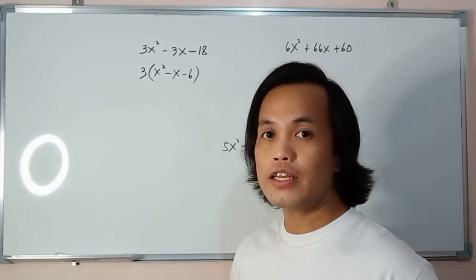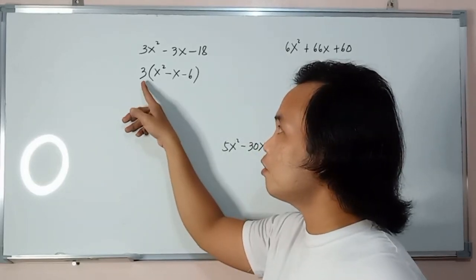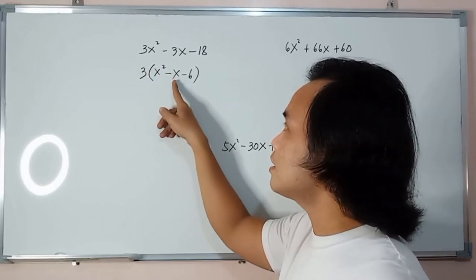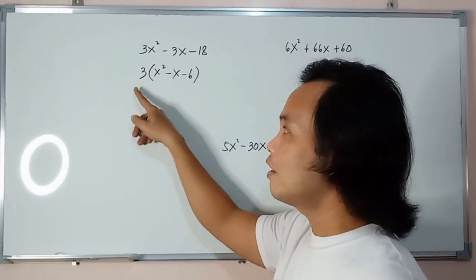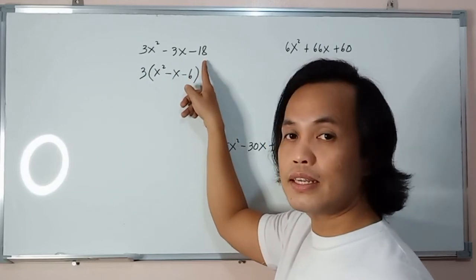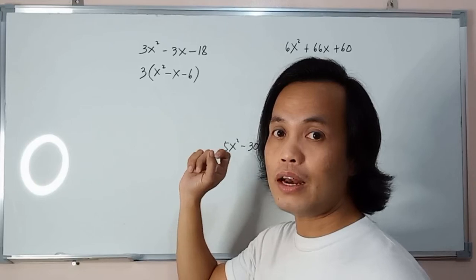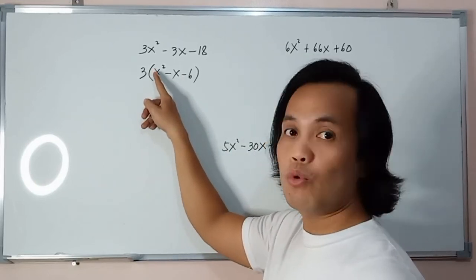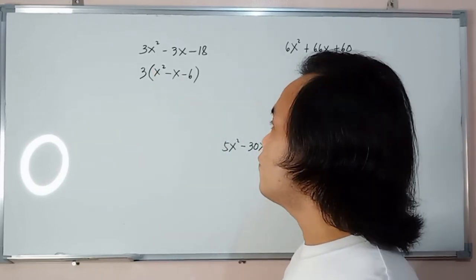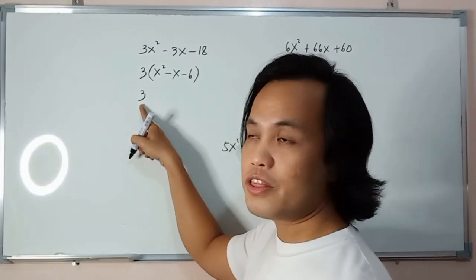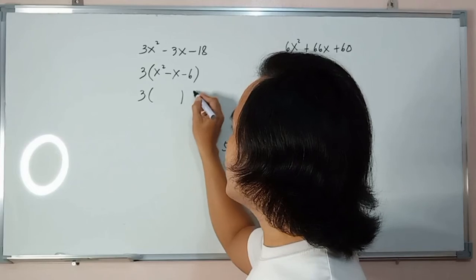So if we want to check if these factors are correct, we just simply multiply. 3 times x squared will give us 3x squared. 3 times negative x will give us negative 3x. 3 times negative 6 will give us negative 18. So this time, this is now our quadratic trinomial where a is equal to 1. So we factor out further. We have the common monomial factor, which is 3, and we factor the trinomial.